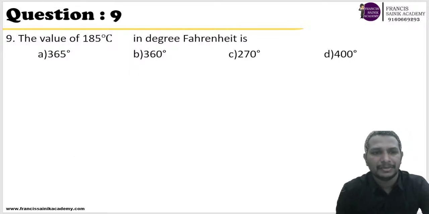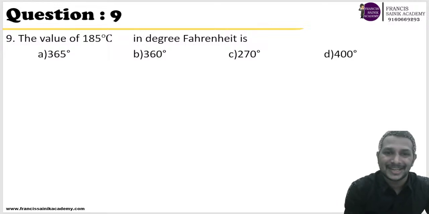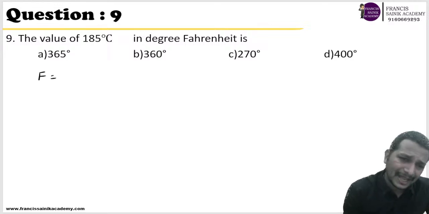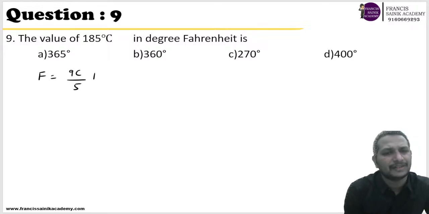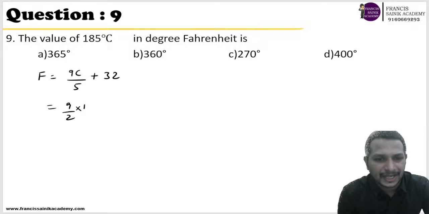Next, question number 9. Value of 185 degrees Celsius in degree Fahrenheit. So here they're asking us to convert degree Celsius to Fahrenheit. The formula will change, right? Not like the previous two problems. What is this formula? F equals, that formula is also fine, but sometimes it might be a tricky one. Instead, if you remember the direct formula, that will be F equals 9C by 5 plus 32. What is C here? Temperature in degree Celsius, which is given as 185, plus 32.